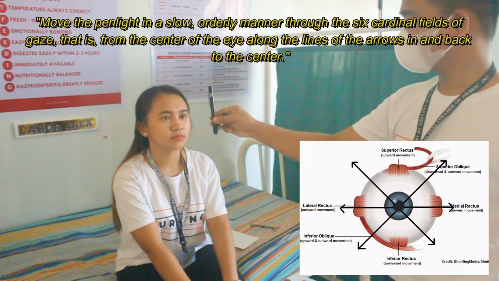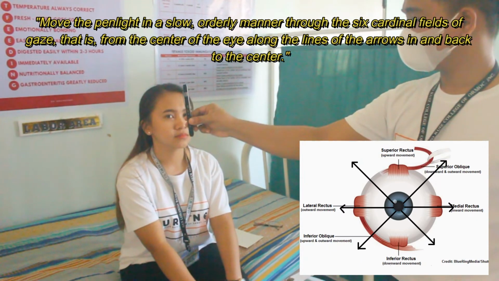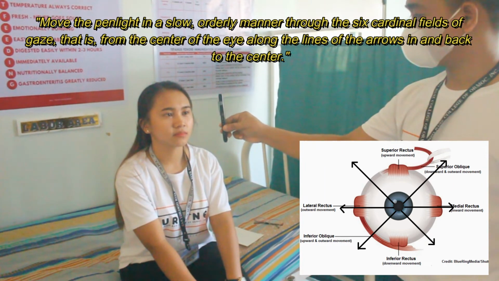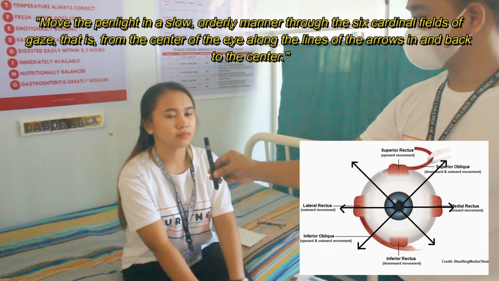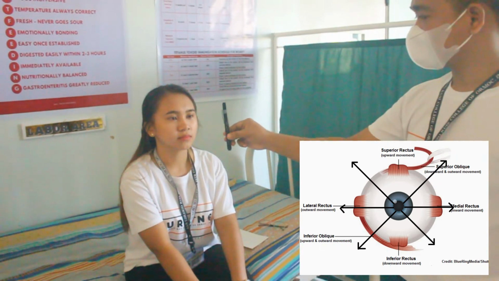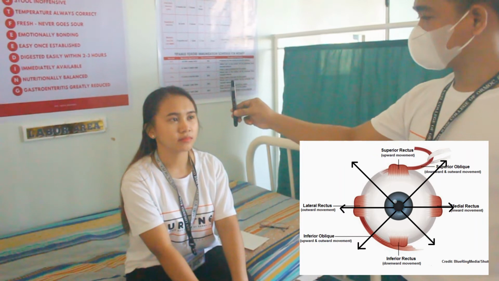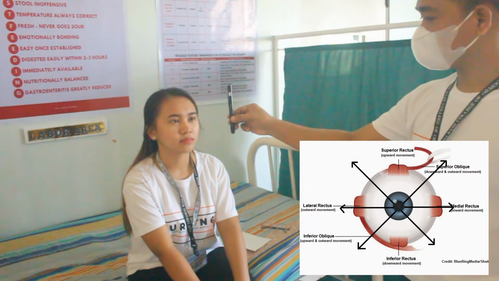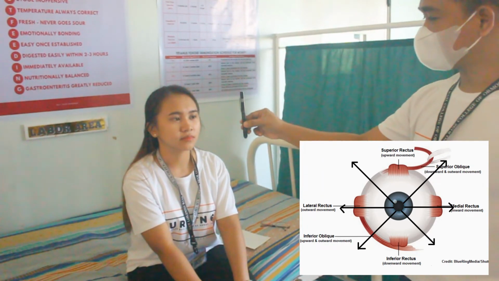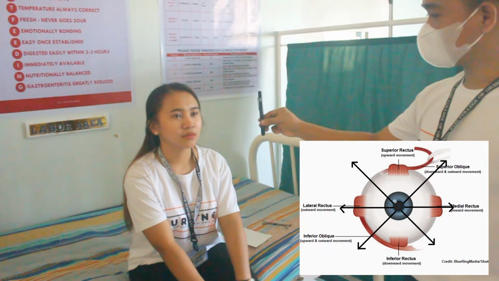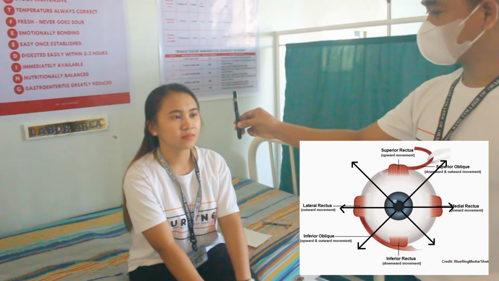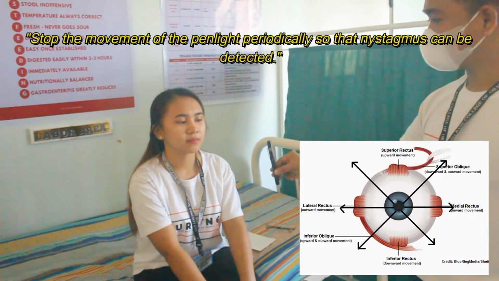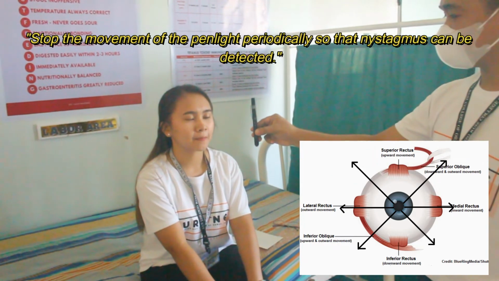Move the pen light in a slow, orderly manner through the six cardinal fields of gaze, that is, from the center of the eye along the lines of the arrows and back to the center. Stop the movement of the pen light periodically so that nystagmus can be detected.